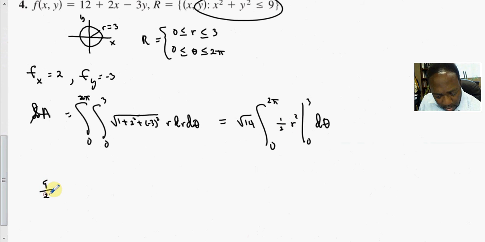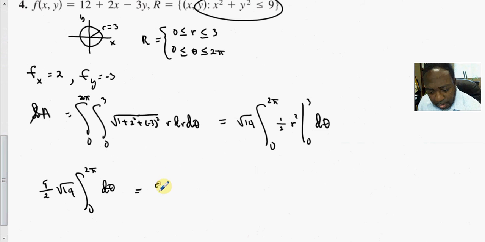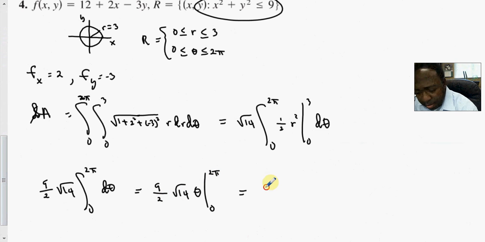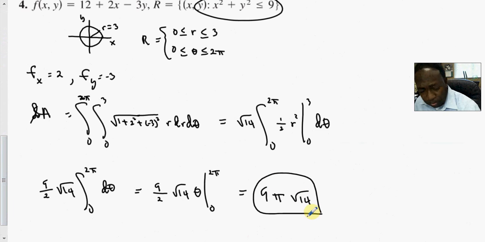So we have 9 over 2 times the square root of 14, the integral from 0 to 2 pi d theta. So this is 9 over 2 times the square root of 14 theta, theta is evaluated from 0 to 2 pi. So your answer is 2 pi times 9 over 2 times the square root of 14, which is just 9 pi times the square root of 14. All right, the 2's cancel out.